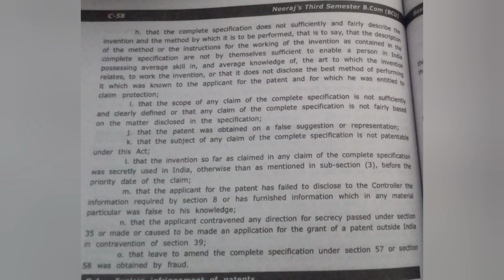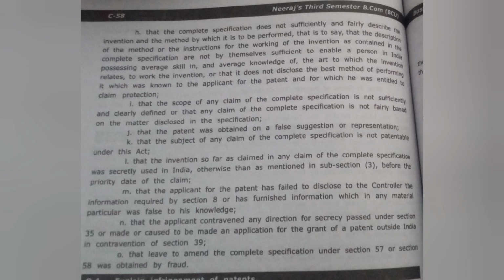This is all about patents, like how you can claim for your patent. The complete specification does not sufficiently and fairly describe the invention and the method by which it is to be performed. That is to say, the description of the method or instructions for the working of the invention as contained in the complete specification are not by themselves sufficient to enable a person in India possessing average skill in, and average knowledge of, the art to which the invention relates to work the invention, or that it does not disclose the best method of performing it which was known to the applicant for the patent and for which he was entitled to claim protection.